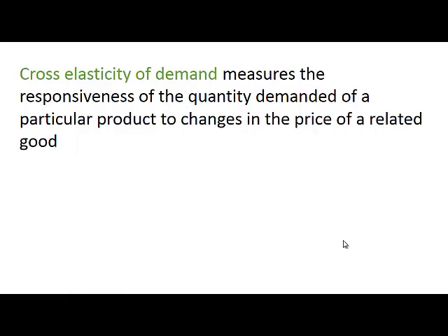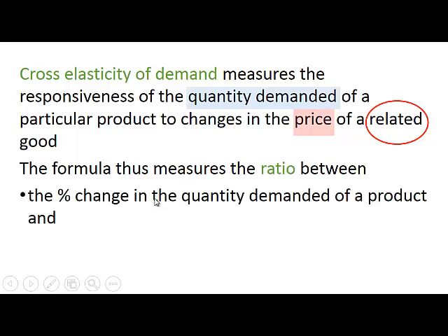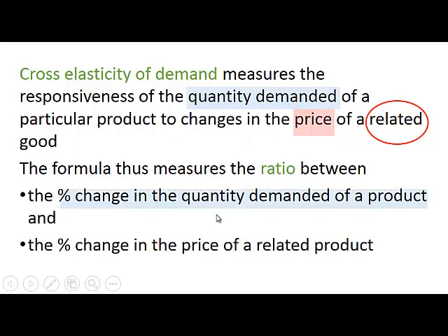Cross elasticity of demand measures the responsiveness of the quantity demanded of a particular product to changes in the price of a related good. Not the same good, a related good. Thus the formula measures the ratio between the percentage change in the quantity demanded of a product and the percentage change in the price of a related product.